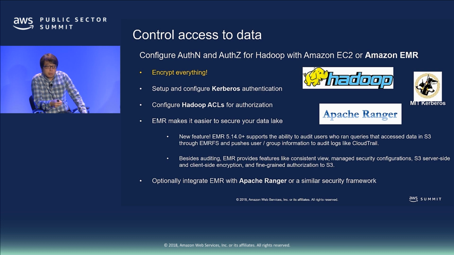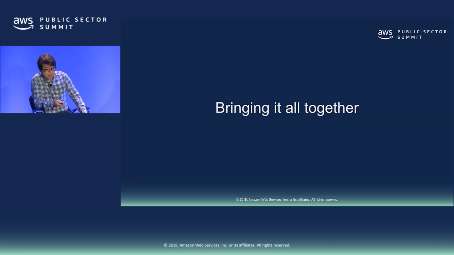And besides auditing, EMR provides a bunch of other features such as consistent view, managed security configurations, which I talked about before, and fine-grained authorization at S3 on the EC2 role level. And optionally, EMR does integrate with frameworks such as Apache Ranger. So if you do want to have an additional layer of control, take a look at doing that as well.